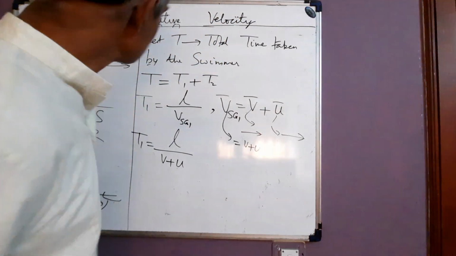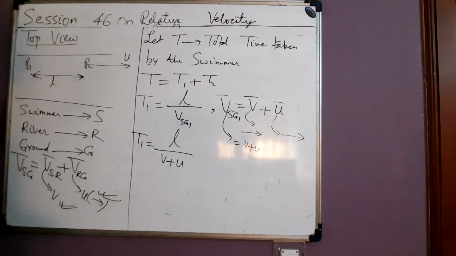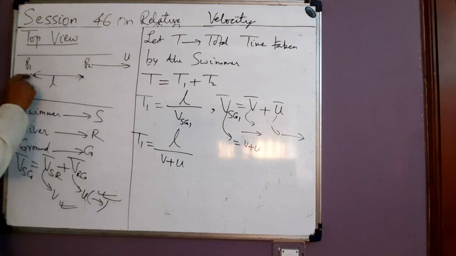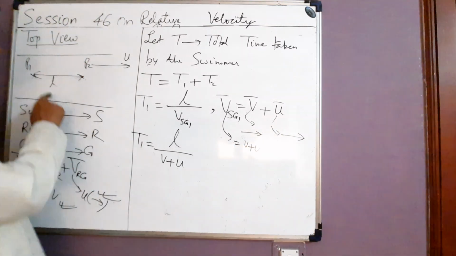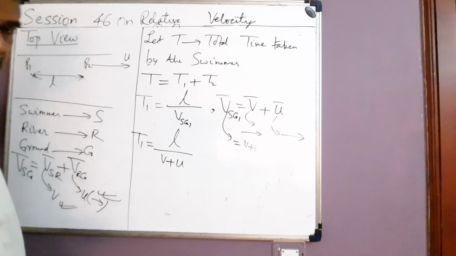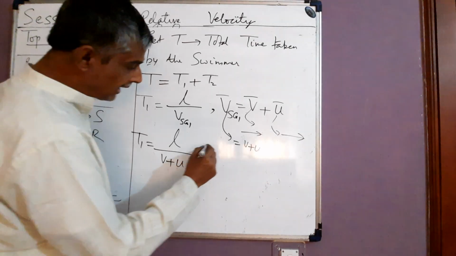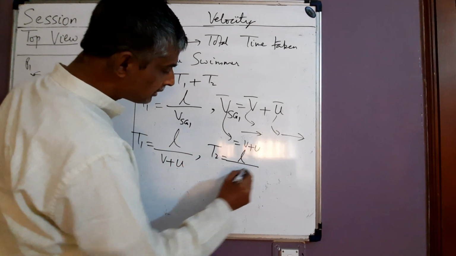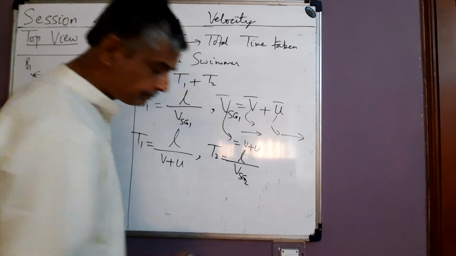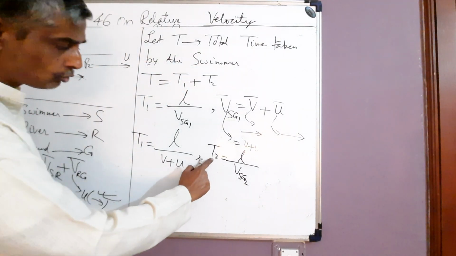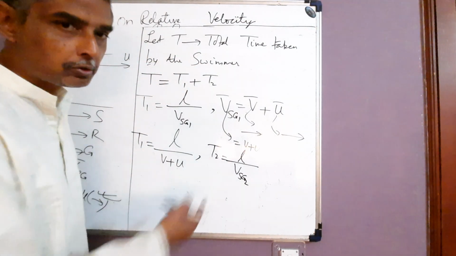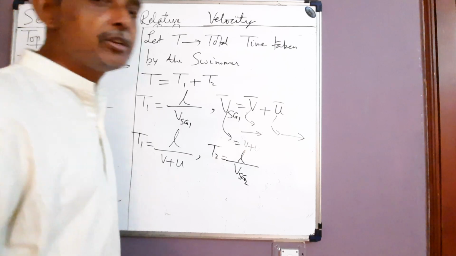Now we have to find the value of T2. T2 is the time taken by the swimmer to swim from P2 to P1. Again, when the swimmer swims from P2 to P1, with respect to ground, swimmer covers a distance L at a constant speed of say VSG2. So time taken will be distance by speed. Speed is simply VSG2. Now how to find T2? To know T2, we have to know VSG2. L is already known. We only have to find the value of VSG2.